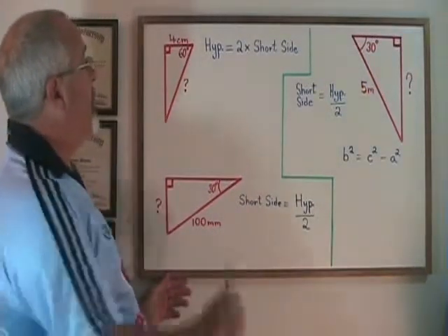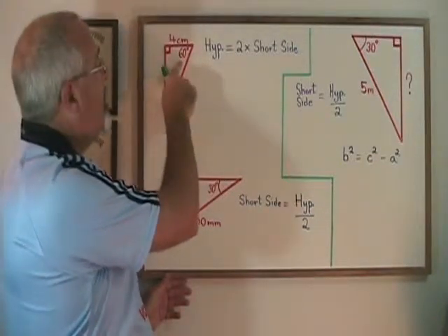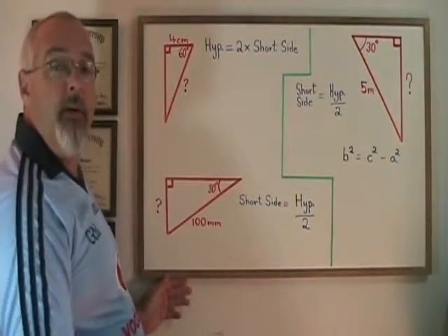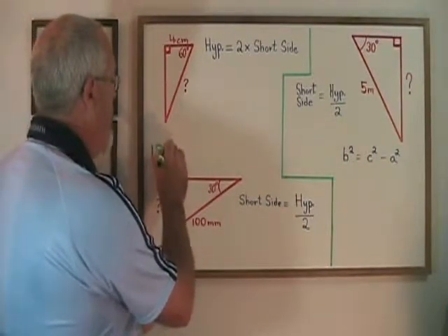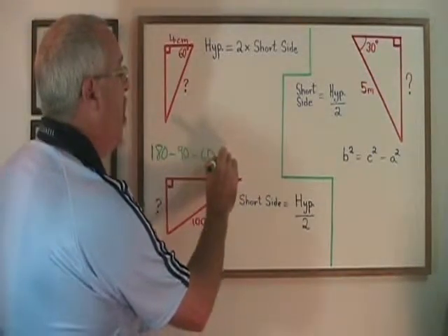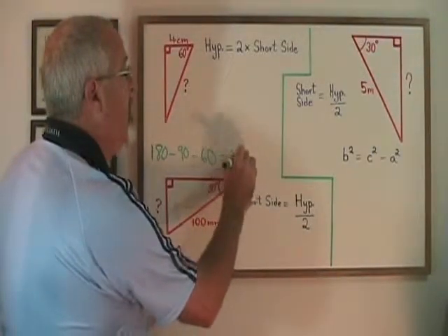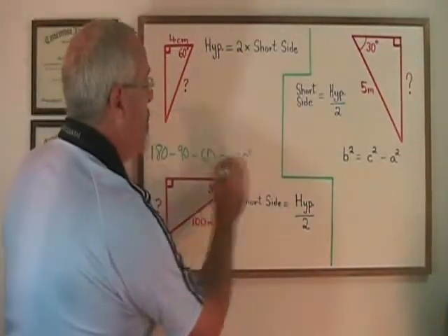That means in this triangle where we can see we have a 90-degree angle and a 60-degree angle that are given, we are able to do a simple calculation: 180 minus 90 minus 60, and that gives us 30. We know that the missing angle that was not given has to be 30 degrees.